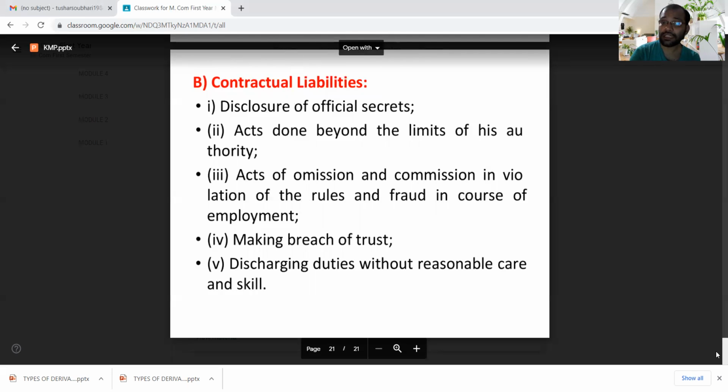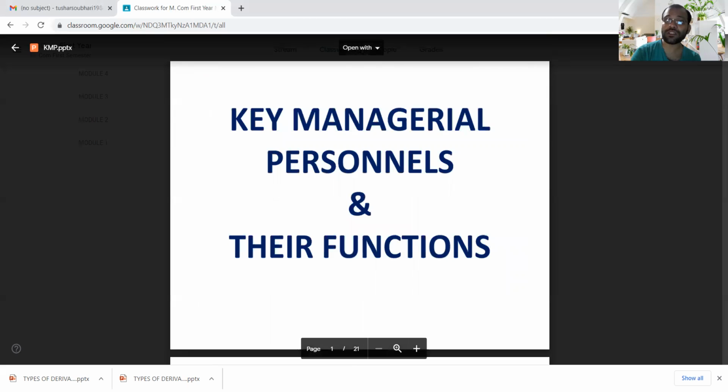I hope it is very clear. Now, here we have been discussing all about the key managerial personnel and their important functions.